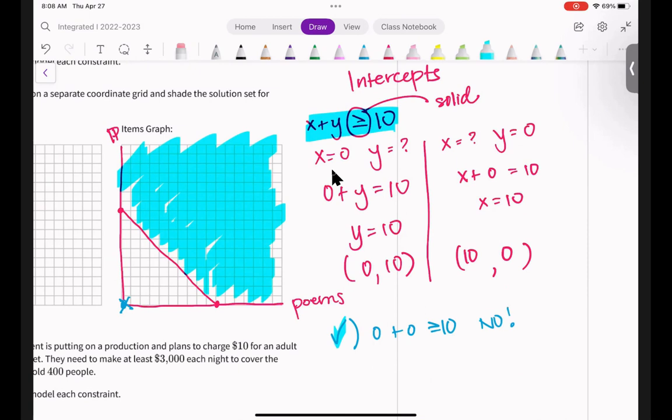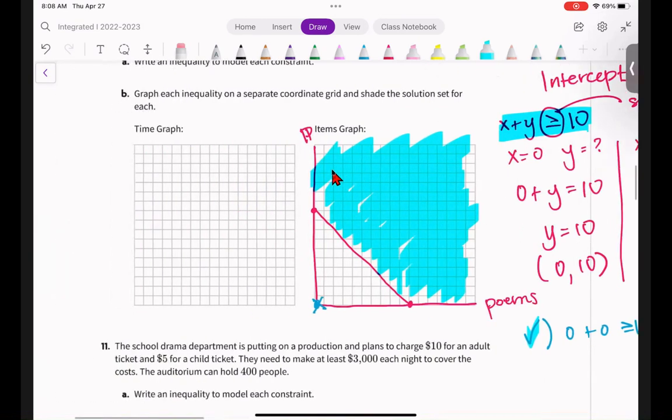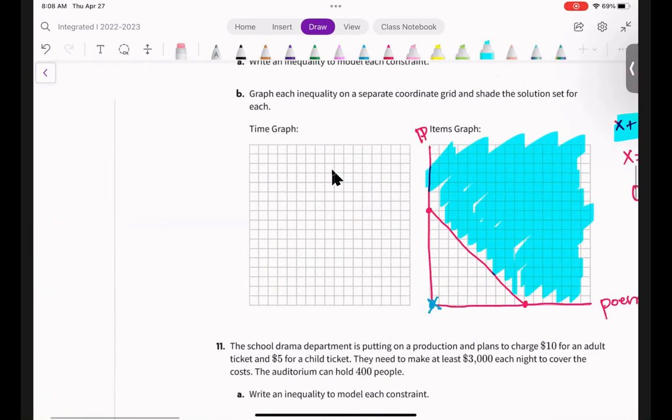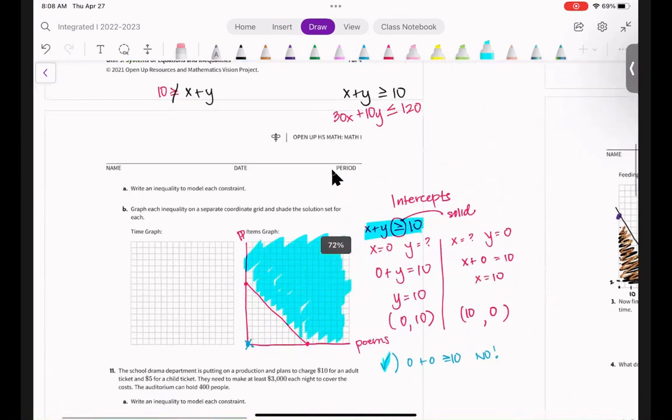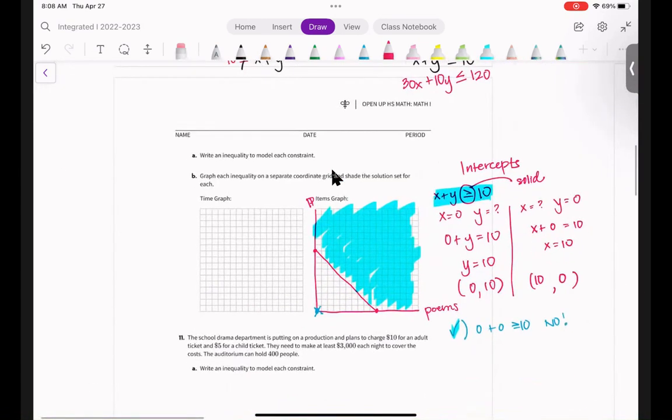Okay. Now I'm going to give you a second, and I want you to try this one. And I'm going to put it over here. Where'd it go? Here. So I want you to try the same thing. 30x plus 10y is less than or equal to 120. Okay, so go ahead and do that. Do the two sides. I'm going to pause the video, come back when you're done and ready to check it.